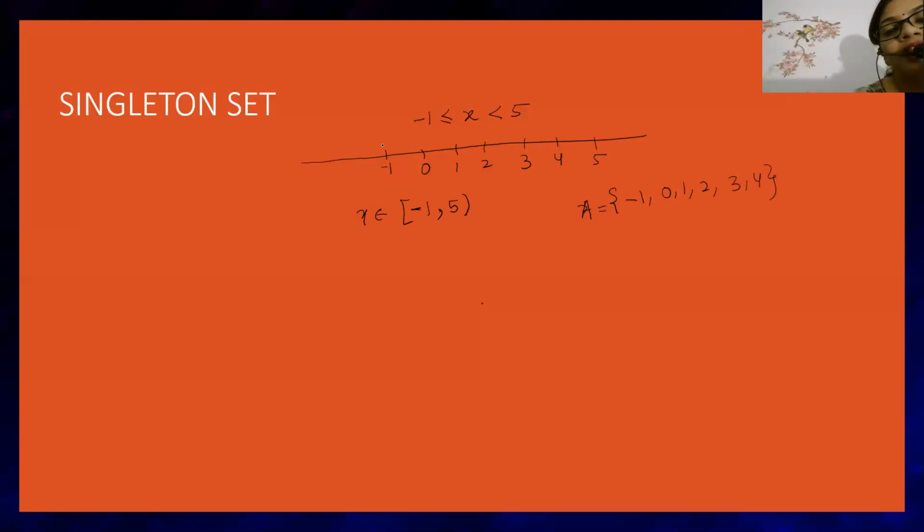Why? Because here inequality sign is given for only -1. 5 is open. Since 5 is open, we will only include numbers between -1 to this much. But exact 5 will not be included. I hope my children understood this one.